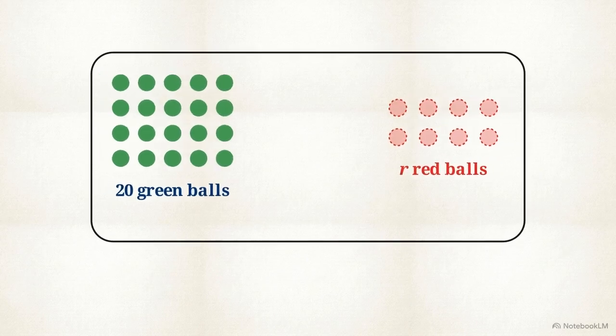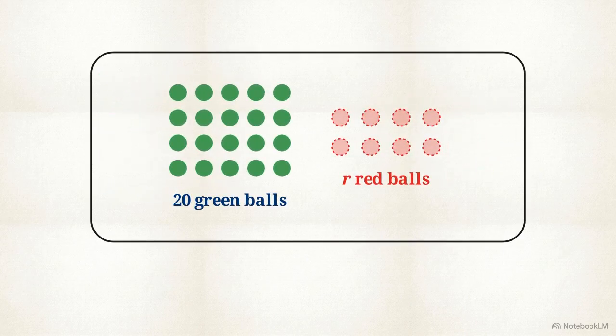Let's turn these words into a clear picture. We have our known group right here, 20 green balls. Then we have our red balls. Since we don't know the exact count, we will represent this unknown number with the letter R. If we drop both groups into one bag, our total number of items is simply those two groups added together. The whole sample space is R plus 20.